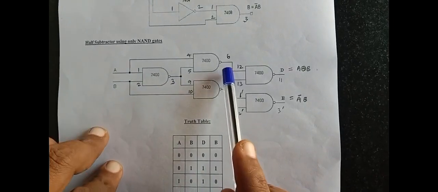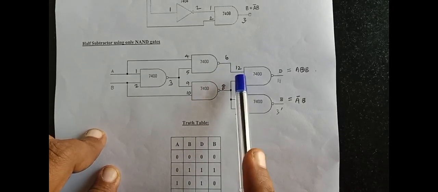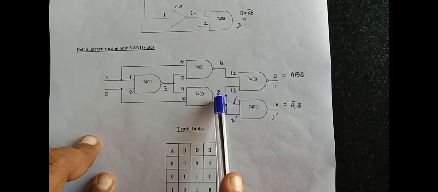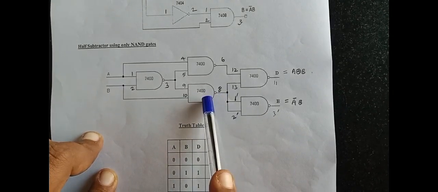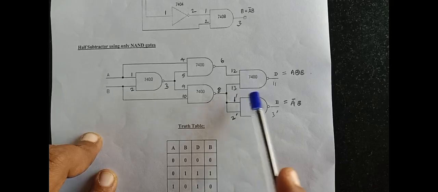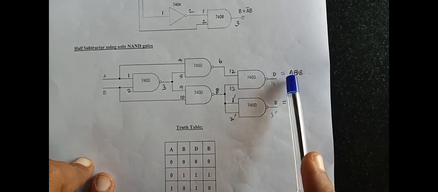So the gate 2 output is taken from the 6th pin, that is given to the next gate, pin number 12. The output is taken from the third gate and it is given to the fourth gate, pin number 13. So finally we get the output from the 11th pin, D is equal to A XOR B.